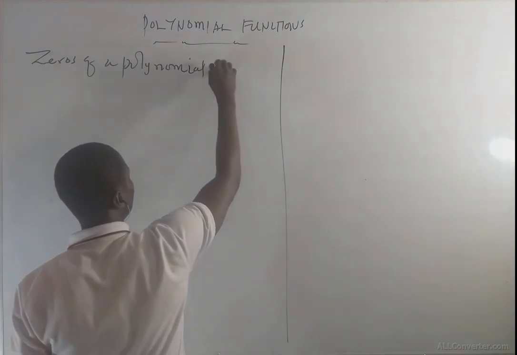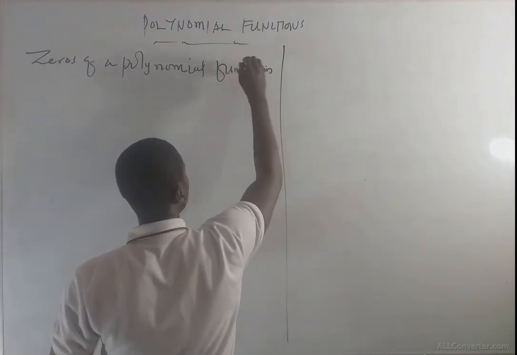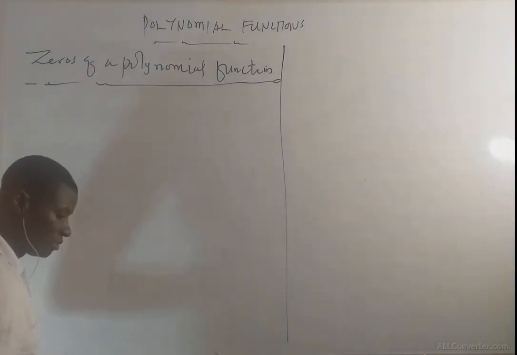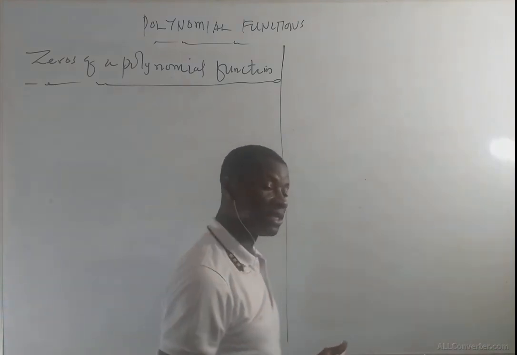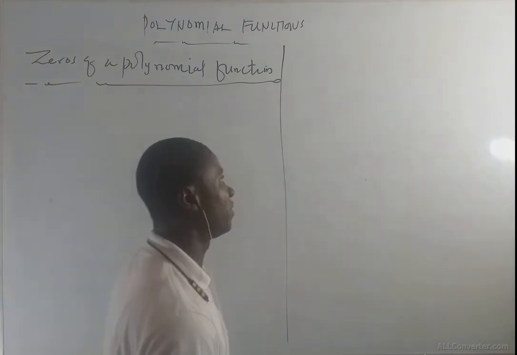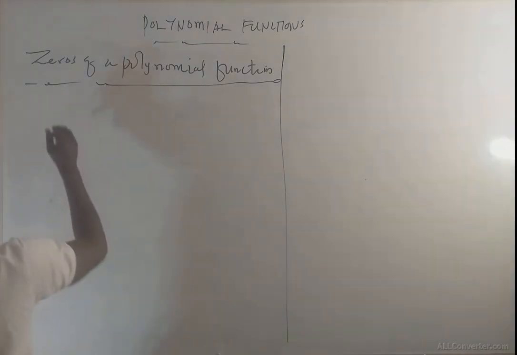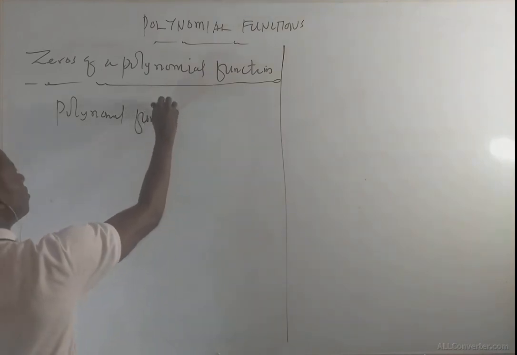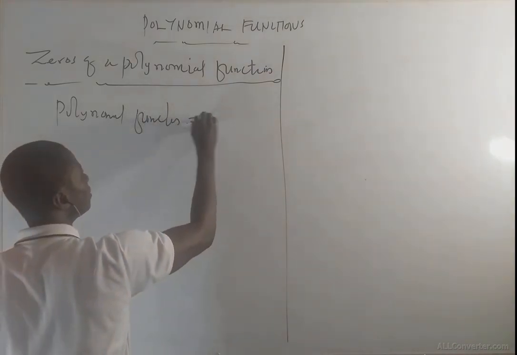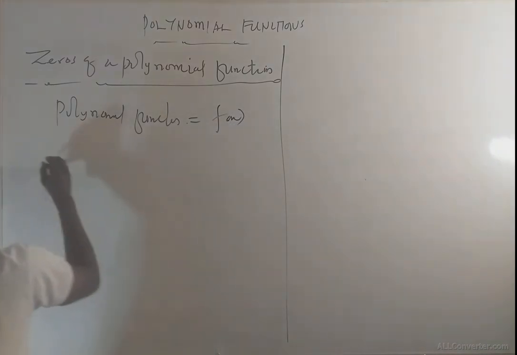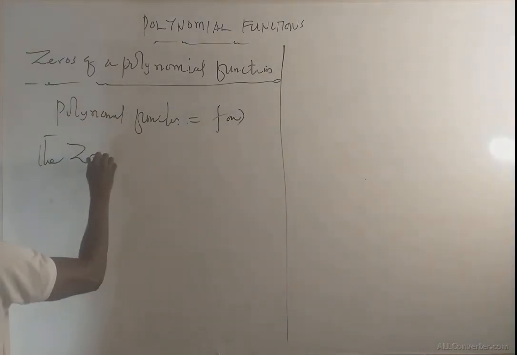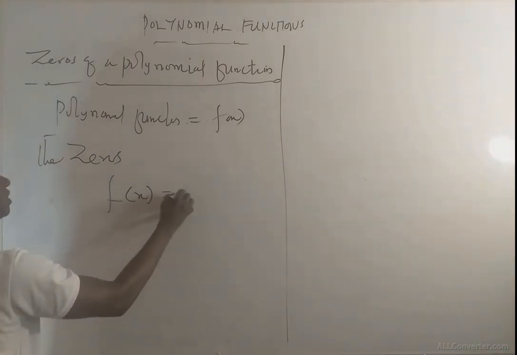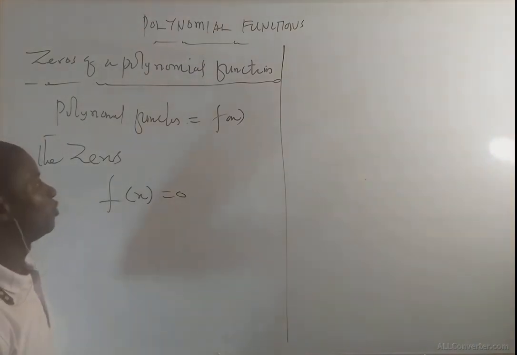The zeros of a polynomial function. Now, the zeros of a polynomial function are the values of x for which that polynomial function is equal to 0. That is all. So, if the polynomial function is equal to f of x, then if you want to find the zeros, they are the values of x for which that polynomial function is equal to 0.